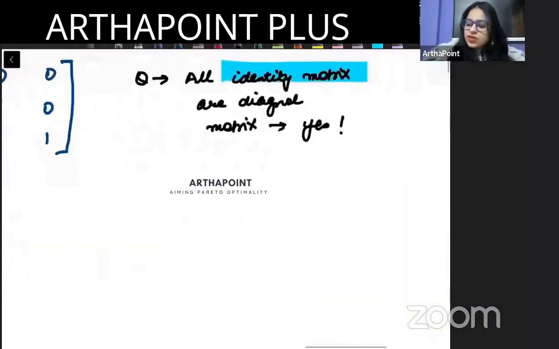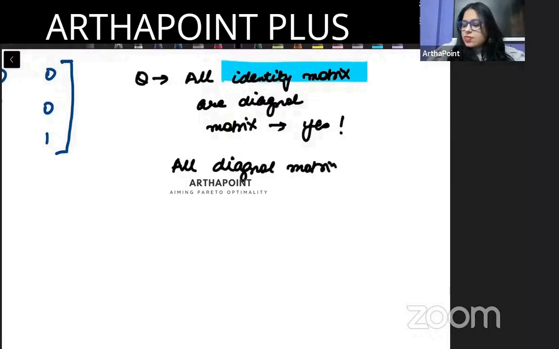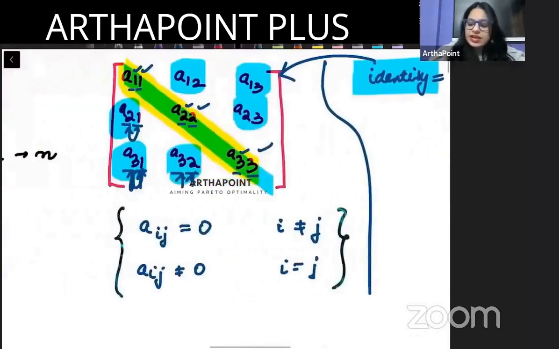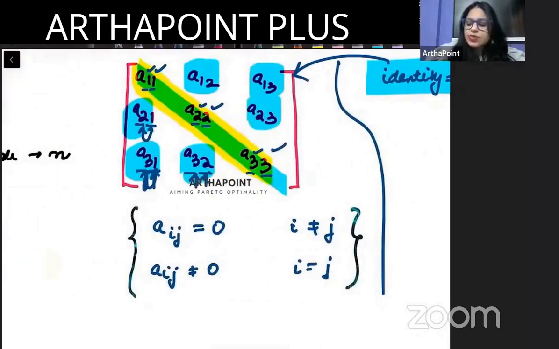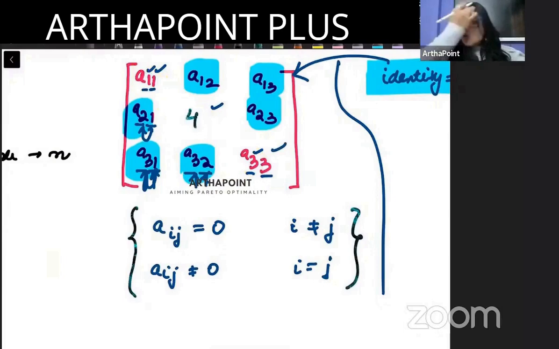But suppose they give you a statement that all diagonal matrices are identity matrices. Then this is false. Diagonal means it can take any value. I could have had 4 also here, but it is not an identity matrix, right? So just because it is a diagonal matrix does not mean it is also an identity matrix.